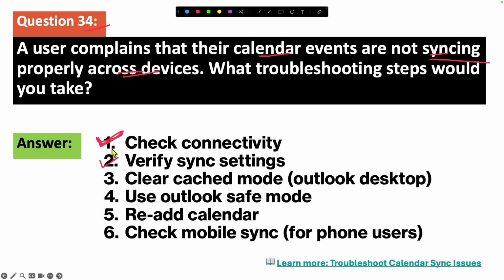Second is to verify the synchronization issue. How do you make sure of that? You can go into OWA. OWA is Outlook Web Access. When you log into the online version of Outlook, you can see whether you can see the calendar there, just like the installed Outlook. And you can make sure that it is working. So it is synchronizing, but it is not syncing to the mobile devices.